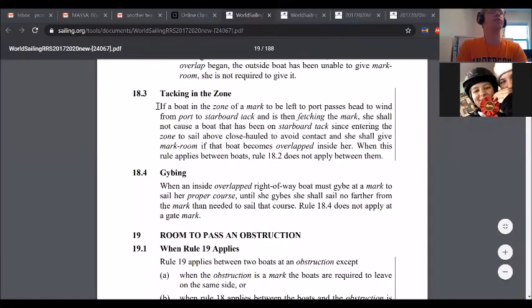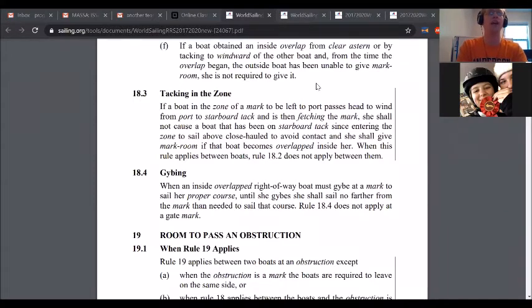All right. So bringing up our rules, let's read through Rule 18.3. If I can share the screen with you again. Here we go. All right. If a boat in the zone of a mark to be left to port passes head to wind from port to starboard tack and is then fetching the mark. So remember, we defined fetching just means that they can go straight to it. They're going around it on the windward side, and they don't have to tack or sail above close hauled after that.